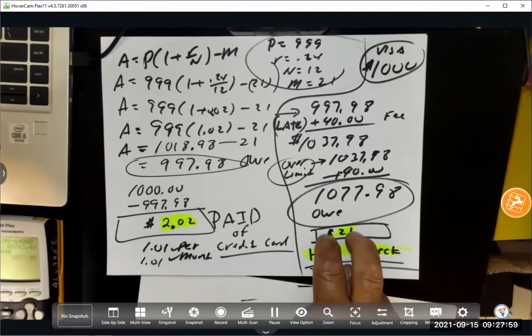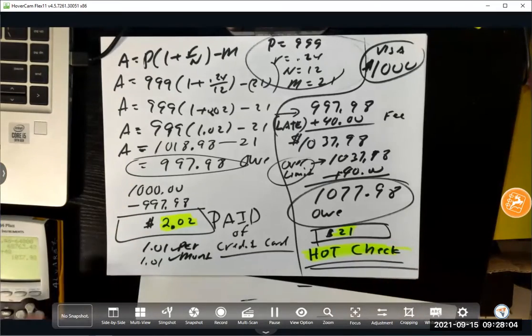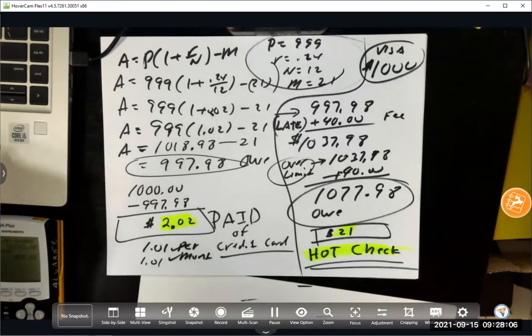Yeah, the bank charges me money, HEB charges me money, or Walmart charges me money, more money. Does that make sense? It's because I don't know. This is the way it is.